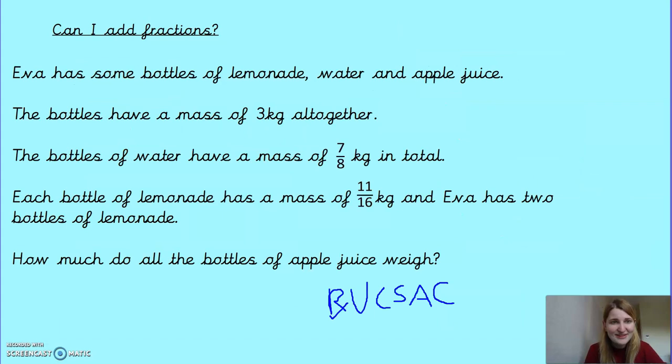Okay, right. I've got a bit of a spicy problem here. We're going to read it together now. So I've got my R with a tick there, and then we'll look at how we might tackle it. Eva has some bottles of lemonade, water, and apple juice. The bottles have a mass of 3 kilograms altogether. The bottles of water have a mass of 7/8 of a kilogram in total. Each bottle of lemonade has a mass of 11/16 of a kilogram, and Eva's got 2 of those. How much do all the bottles of apple juice weigh?